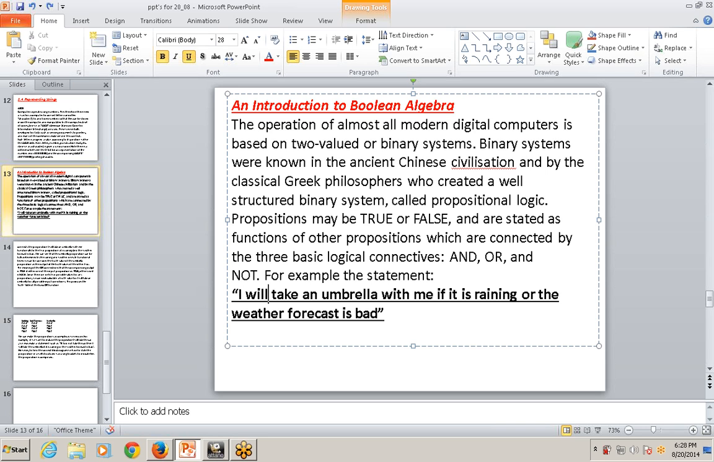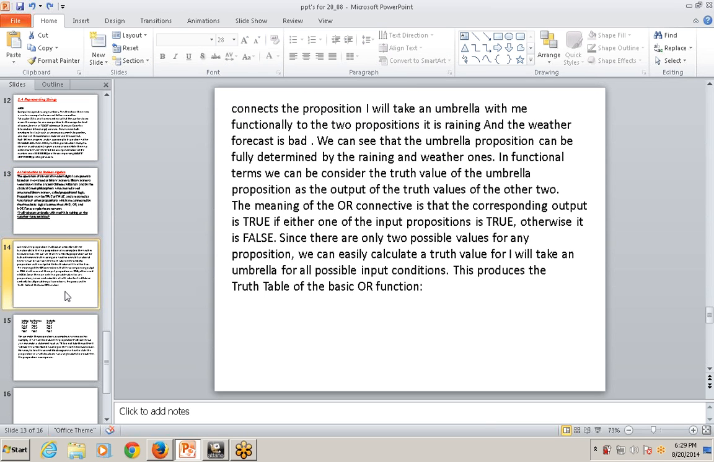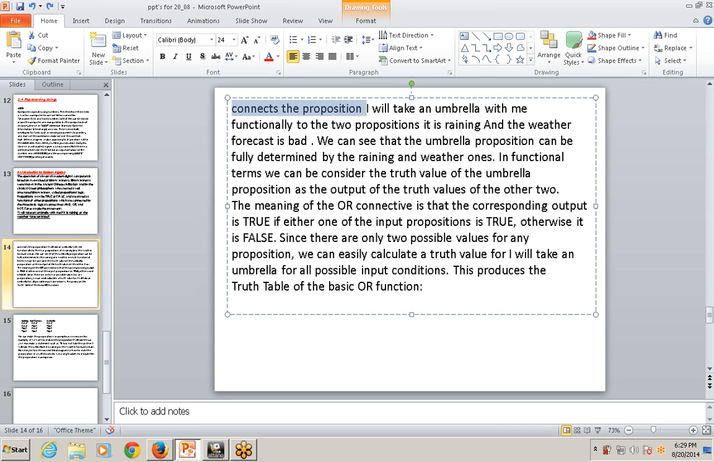For example, the statement: I will take an umbrella with me if it is raining or the weather forecast is bad. Means I will take an umbrella with me for the safer side if it is raining outside, or if the weather forecast is bad. Means the weather forecast is that there will be rain in the coming days or in the coming hours. So I will take the umbrella. This connects the proposition, I will take an umbrella with me, functionally to the two propositions, that is it is raining and the weather forecast is bad.